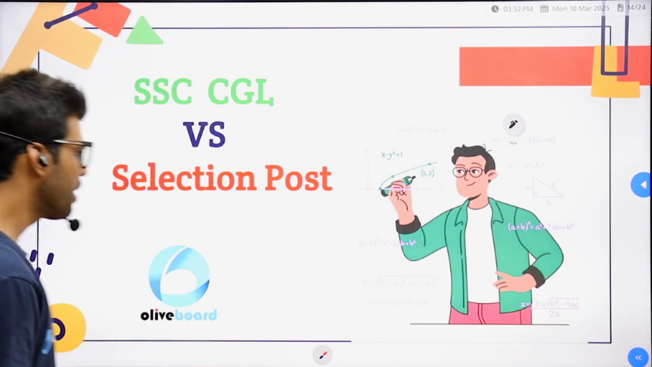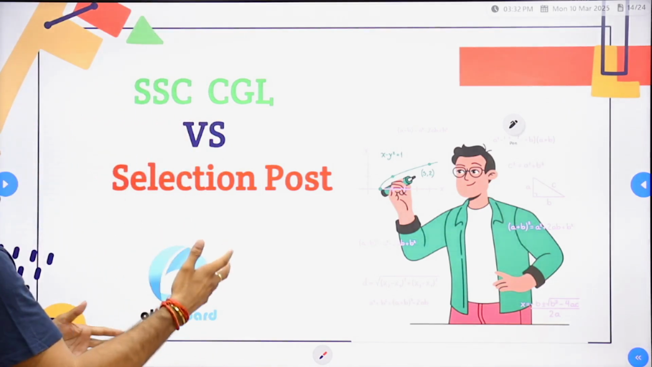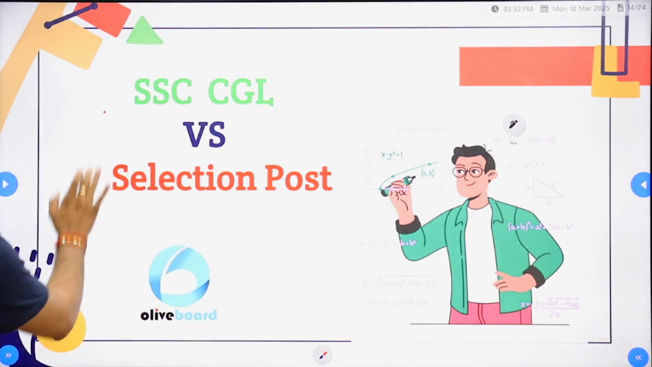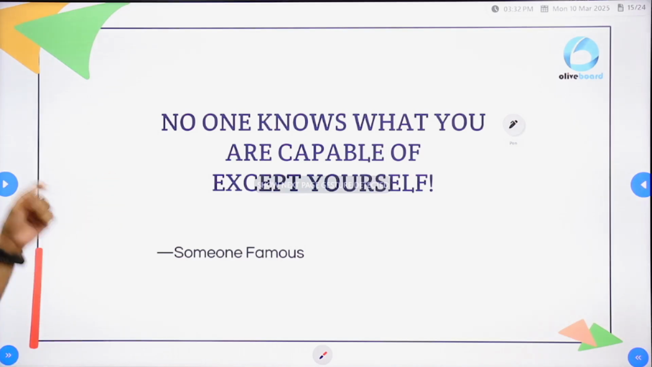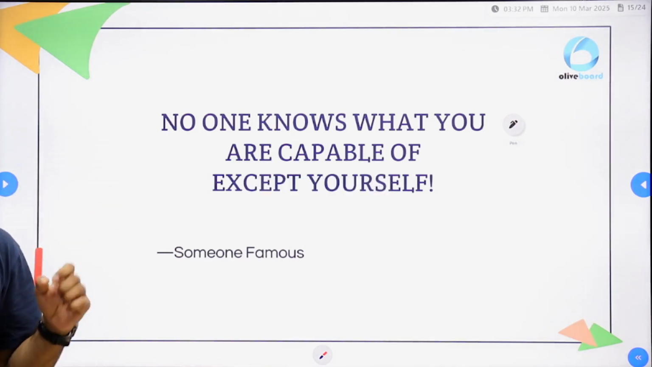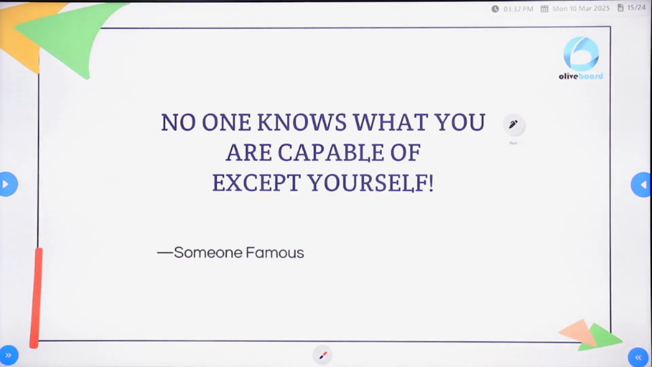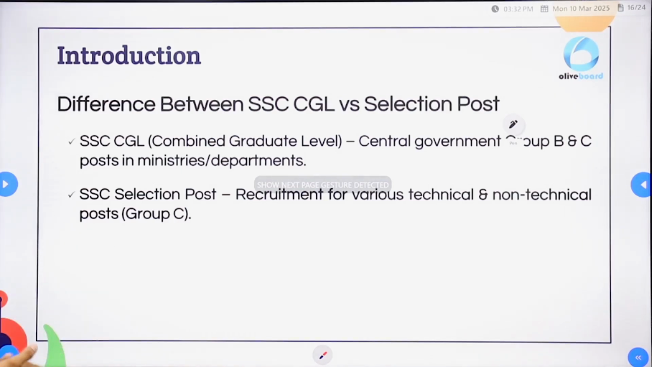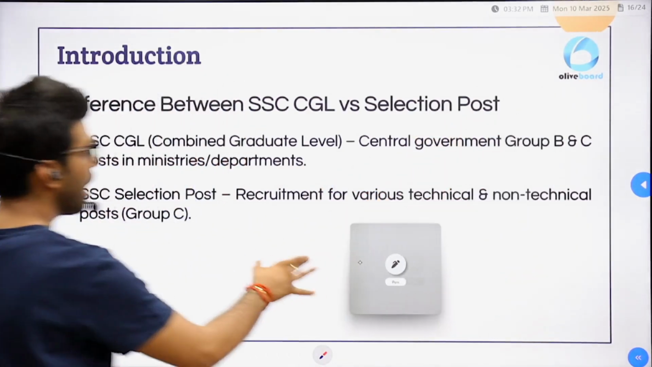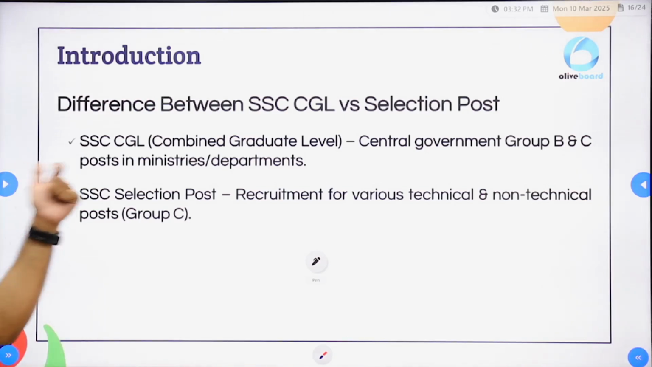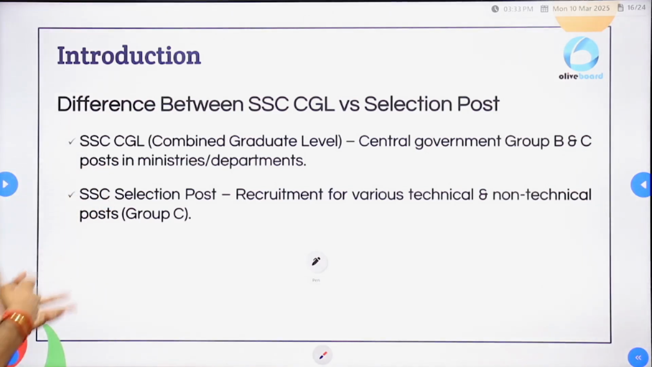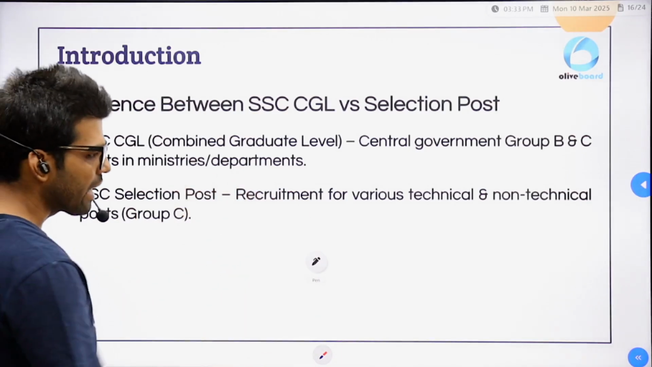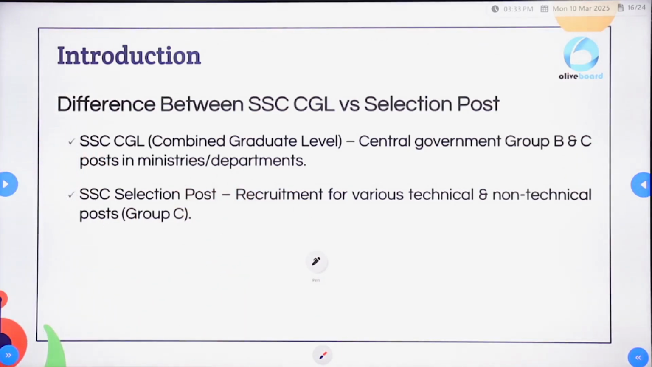Welcome everybody to this video. We will discuss everything in detail for CGL and for Selection Post. And yes, do analyze yourself, your capability, what you can do and which is better for you. So CGL, the Combined Graduate Level, covers Central Government Group B and C posts, the administrative ones also, in the ministries and departments. When it comes to Selection Post, it is recruitment for various technical and non-technical posts, generally in Group C.